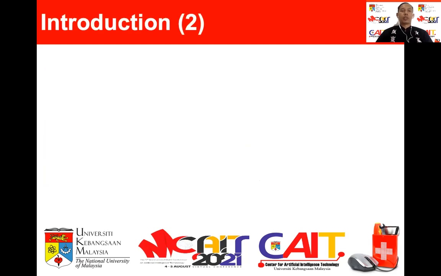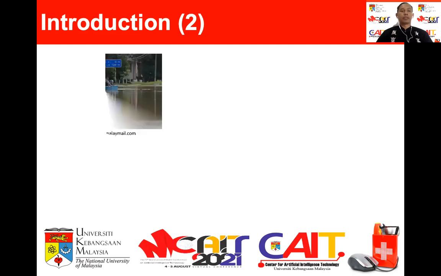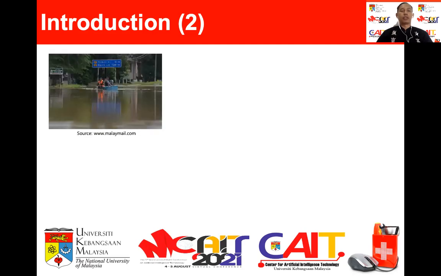So I would like to illustrate a little bit of what happens when disaster strikes. For example, this is the flood disaster that came in Malaysia, if I'm not mistaken, in 2020. During this situation, HSCM plays an essential role in allocating assistance to disaster victims, especially in logistic sectors. So this is humanitarian logistics.